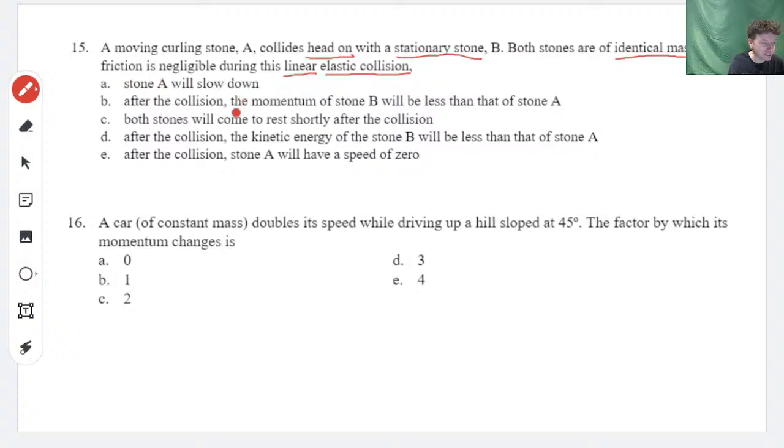Stone A will slow down. Yeah, but it will come to a stop, so there's probably a better answer. After the collision, the momentum of stone B will be less than that of stone A. No, that's definitely a no. Both stones will come to rest. No. That's a big no. After the collision, the kinetic energy of stone B will be less than... No, definitely not. After the collision, stone A will have a speed... That's the perfect one we're looking for. Stone A comes to rest.